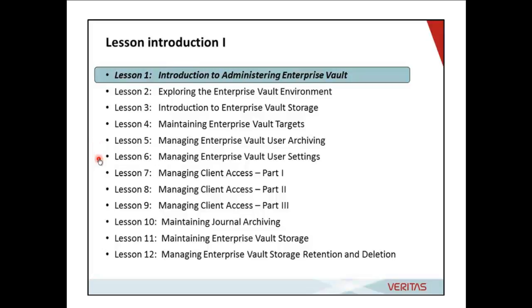Lesson 6 deals with user settings. User settings are managed through desktop policies and allow administrators to control user access to archives and configuration of the client interface, toolbar, and menu options. There are also options for configuring Outlook, OWA, Vault Cache, and Virtual Vault.